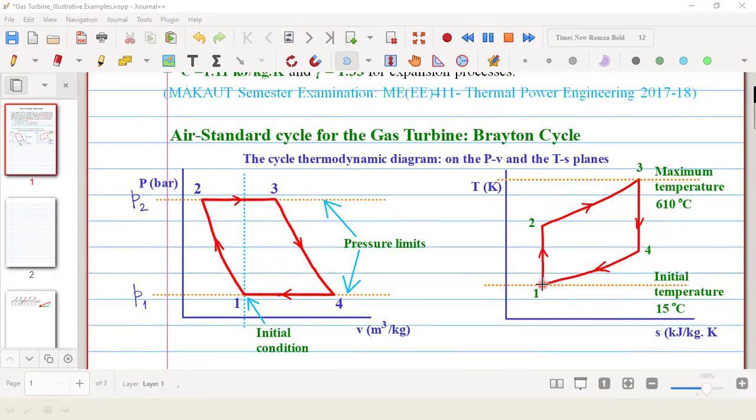Now the same processes are shown in the TS diagram also. 1 to 2 is an isentropic process, constant entropy, that you can see is a vertical line. Then 2 to 3 is a constant pressure process, that is isobaric heat addition. Then 3 to 4 is again isentropic expansion, and 4 to 1 is isobaric heat rejection. So these are the processes.